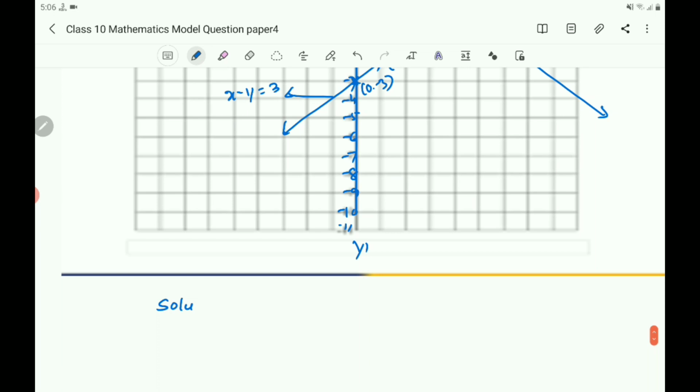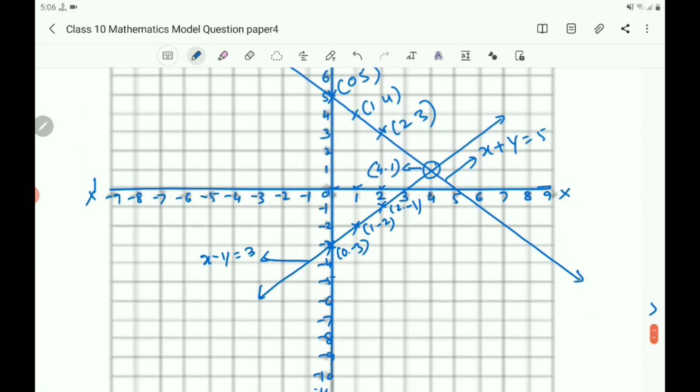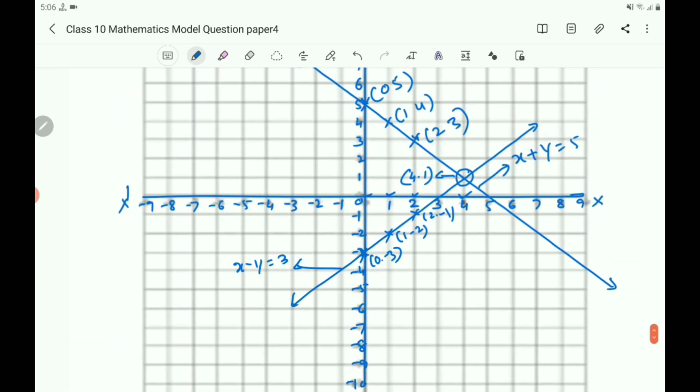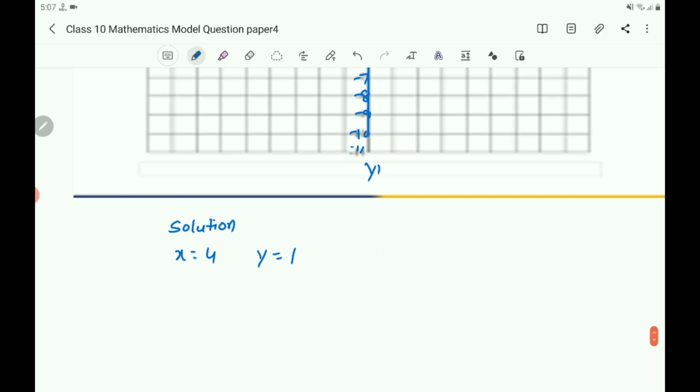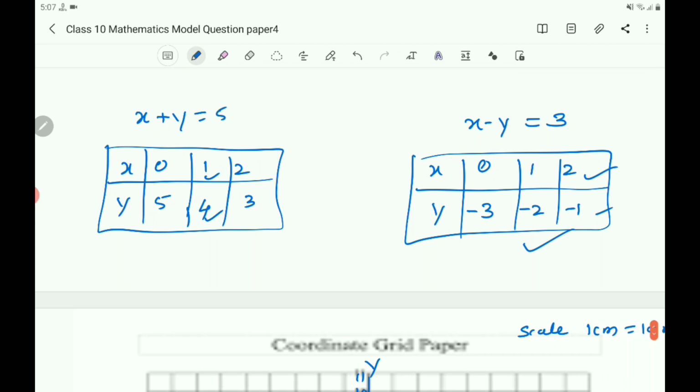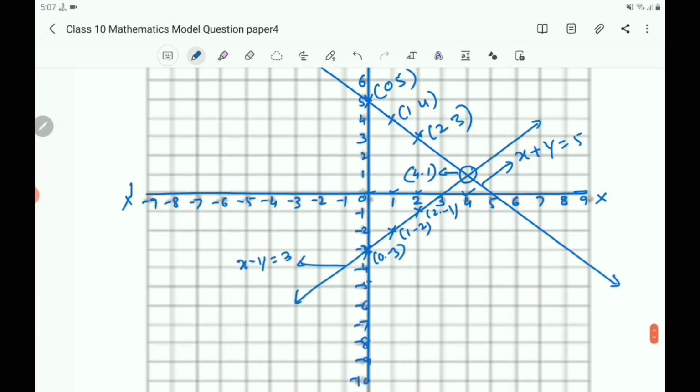Solution. What is the x value? The x value is 4. x equals 4 and y is 1. The y value is 1. You can verify. Here the first equation is x equals 4, y equals 1, 4 plus 1 equals 5, and x equals 4, y equals 1, 4 minus 1 equals 3. So you got the values of x and y which satisfy the pair of linear equations in 2 variables.